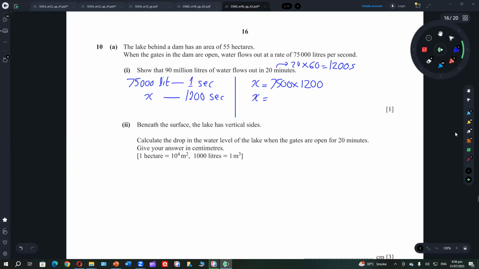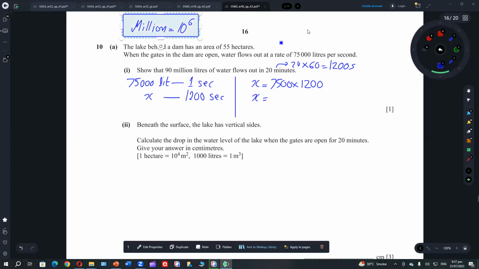Solve it now. Sir, I solved it and I got 90 million. Sir, how did you know to do this? Ratio. If you know the price of one book and you want to find the price of 30 or 50 books, how do you solve it? Ratio. Mensuration is always ratio. Mensuration is 80% ratio questions.